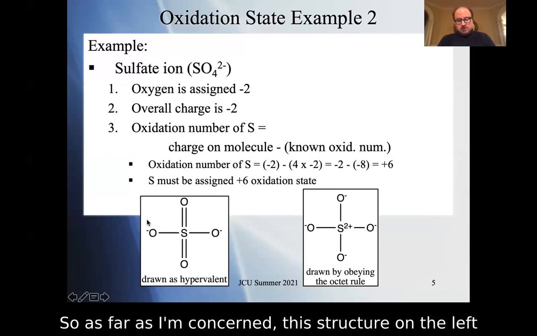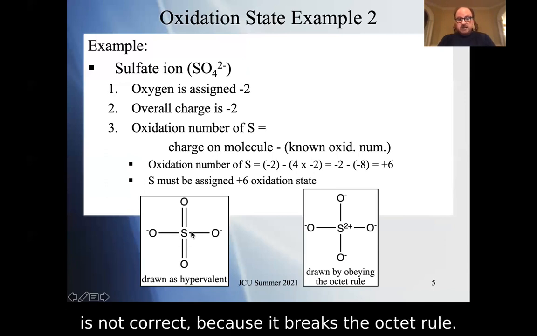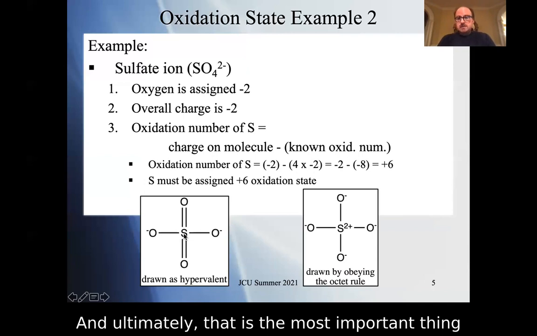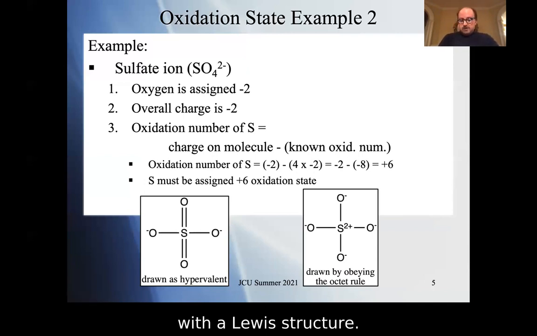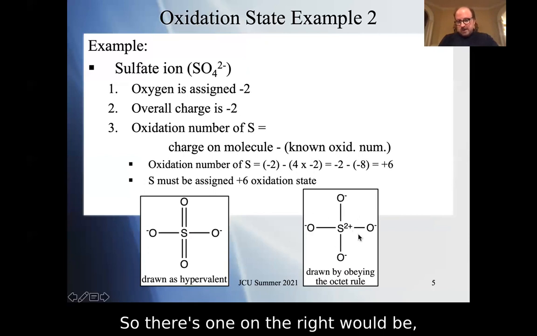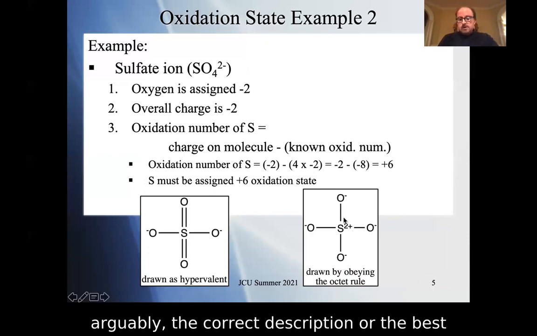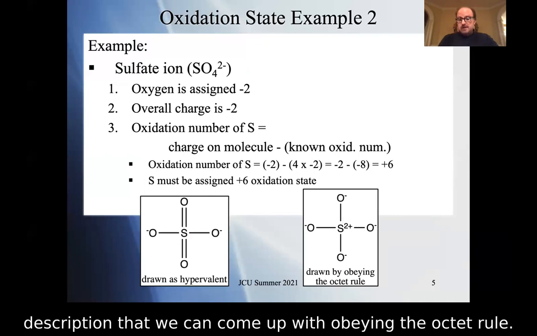So as far as I'm concerned, the structure on the right, or excuse me, the structure on the left is not correct because it breaks the octet rule. And ultimately, that is the most important thing that we need to follow when we are coming up with a Lewis structure. So this one on the right would be arguably the correct description, or the best description that we can come up with, obeying the octet rule.